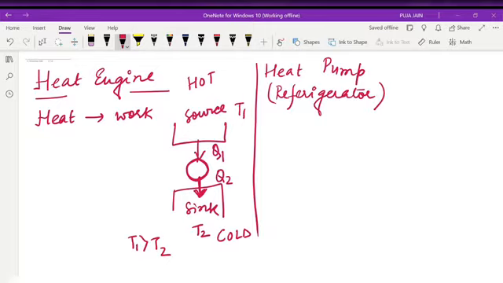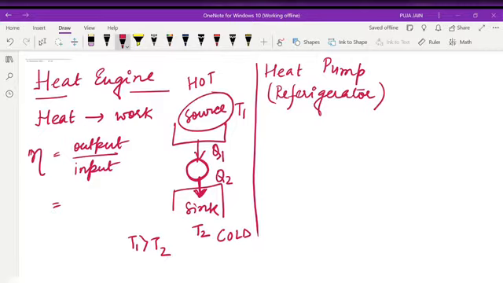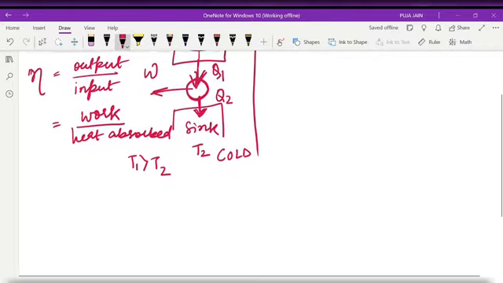Now we need to find efficiency. We will get questions related to efficiency. Now we know what efficiency is. It is the output delivered by the input given. Who is giving input? The source is giving input. And what is the output? This work done by this system is the output. So output is the work done and input is what? The heat absorbed by this system from the source is the input. Heat absorbed by the system is the input.